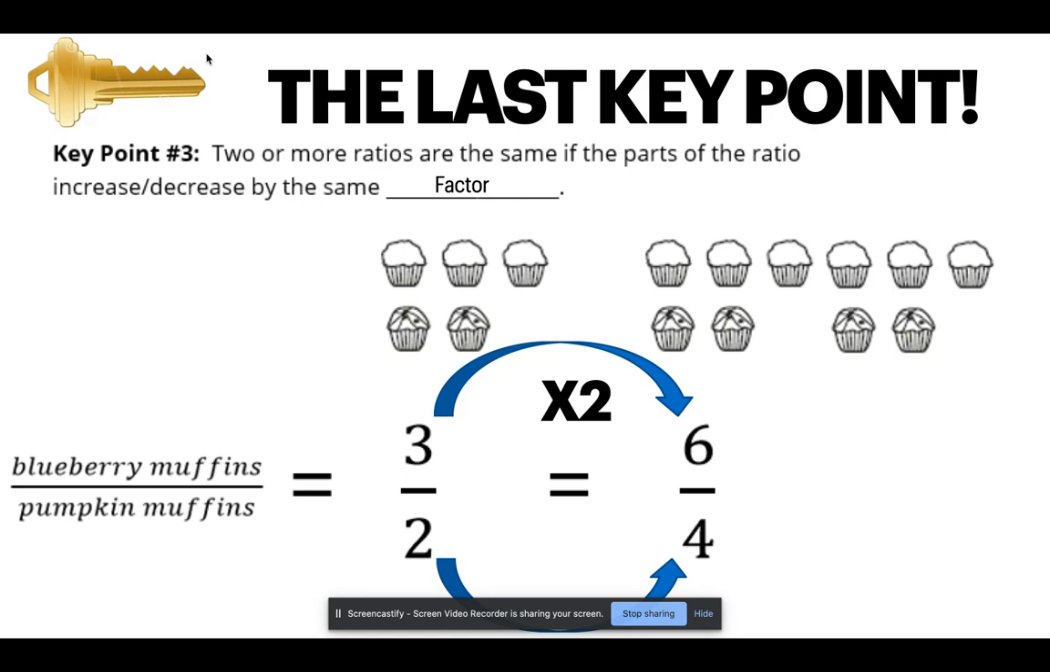Okay. But if we're looking at our next set of pictures, we'll see that there are a total of 6 blueberry muffins and 4 pumpkin muffins. So in order for us to get from 3 to 6, we had to multiply by 2. But remember, whatever we do to the top, we must do to the bottom. So 3 times 2 is 6. 2 times 2 is 4. We know that if we want to take 6/4 and put it back in simplest form, instead of multiplying by 2, we would divide by 2. And that'll put us back in our simplest form, which would be 3/2. Okay?